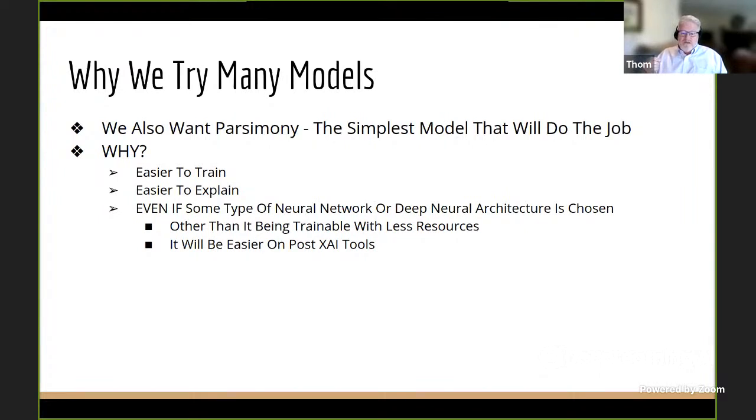And sometimes we can use neural networks or deep neural architecture. What's nice is those are really good at doing all the tricks that we use for, say, linear regression. But other than it being trainable with less resources, it'll be easier on post XAI tools if we avoid neural networks. But Sai, here's the good news. We could still use a neural network or a deep neural architecture, but we could use simpler models to explain things too. In other words, by looking at many models, we can use some of those models for explainability and some for prediction. Does that make sense?